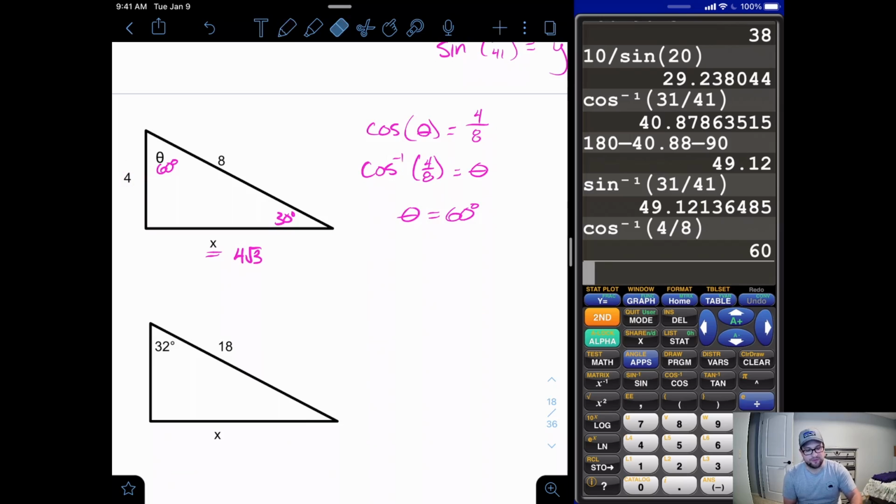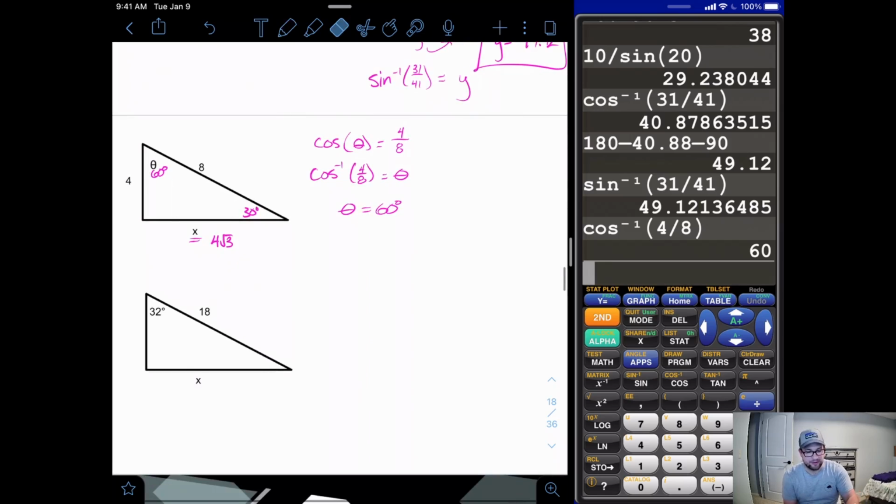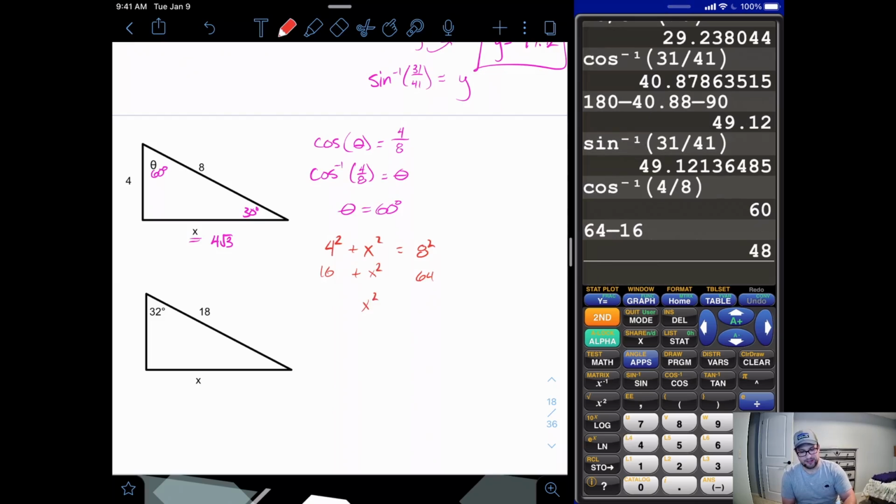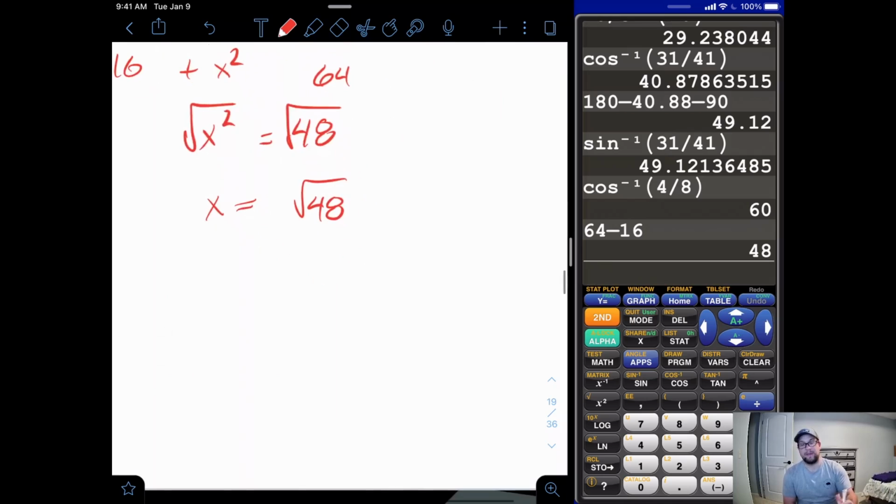Another way you could solve for this is by using the Pythagorean theorem. So if I wanted to do the Pythagorean theorem, I'd say 4 squared plus x squared is equal to 8 squared. 8 squared is, of course, 64. This is 16 plus x squared. 64 take away 16 is equal to 48. So I get x squared is equal to 48. So we would square root, x equals the square root of 48, which we could then break down.